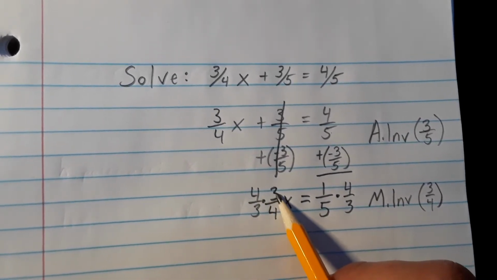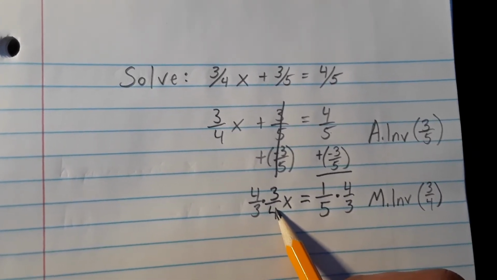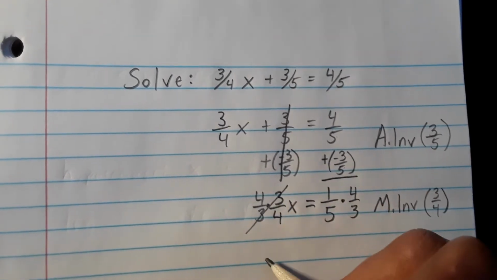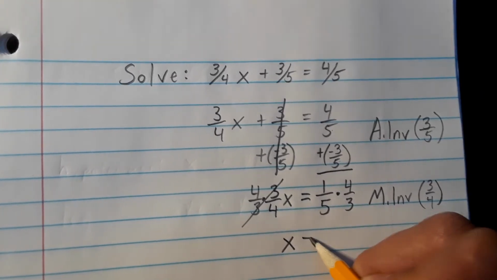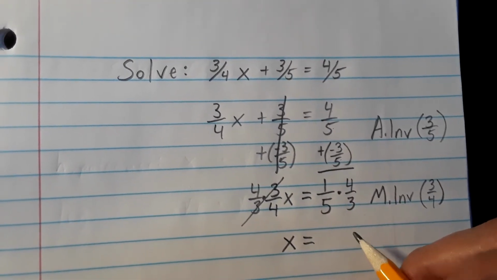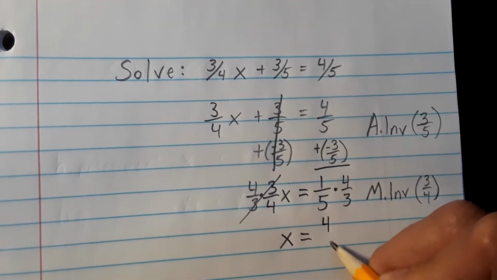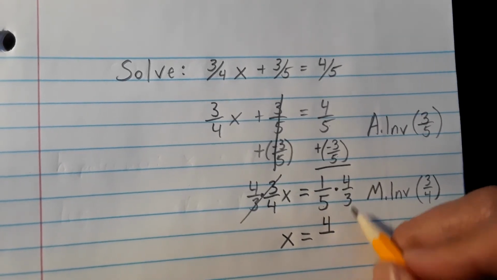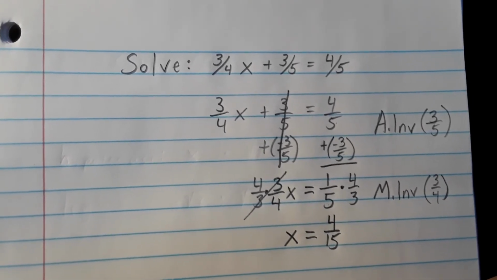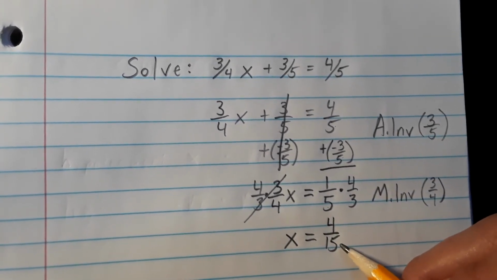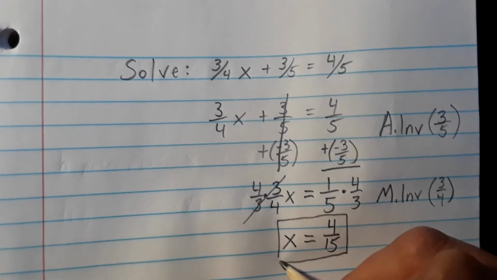So 4 times 3, that's 12, over 3 times 4, that's also 12. 12 over 12 is 1. This just cancels out. So we're left on the left-hand side of the equation with x. On the right-hand side of the equation, we've got 1 times 4, gives us 4 as our new numerator, and 5 times 3 gives us 15 as our new denominator. And of course, 4 and 15 don't have any common factors except for 1, so this is already in lowest terms, and we are all set.